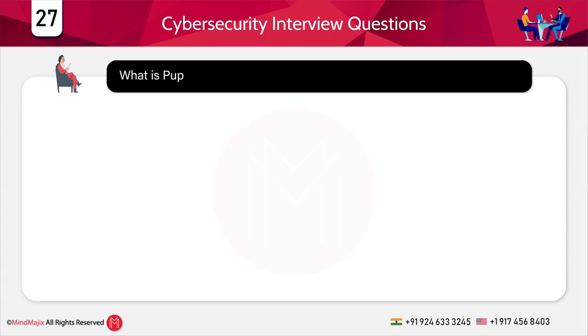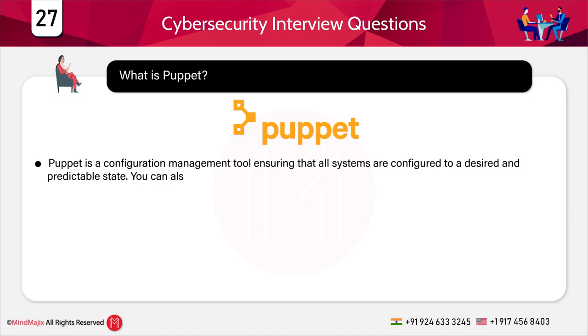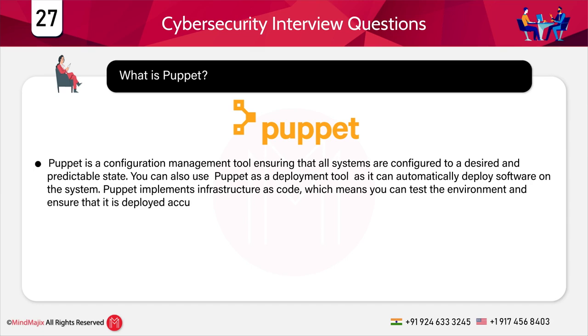Next, what is Puppet? Puppet is a configuration management tool ensuring that all systems are configured to a desired and predictable state. You can also use Puppet as a deployment tool, as it can automatically deploy software on the system. Puppet implements infrastructure as code, which means you can test the environment and ensure that it is deployed accurately.